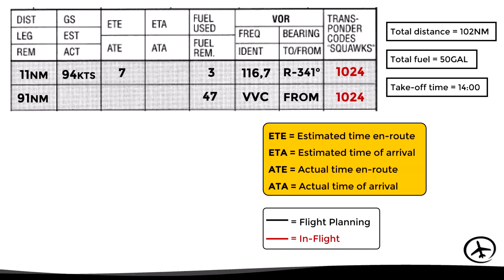Now, let's say that the aircraft takes off at 14 o'clock, so according to the estimated time en route of 7 minutes for the first leg, the estimated time of arrival to the first checkpoint would be 1407. However, let's say that the aircraft reaches the checkpoint at 1406.